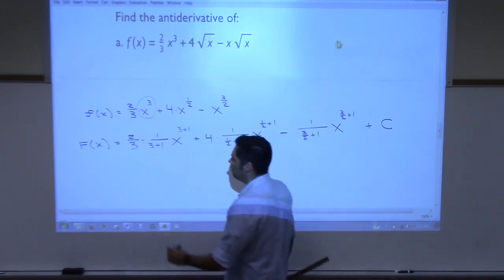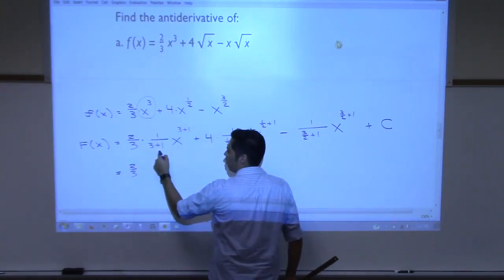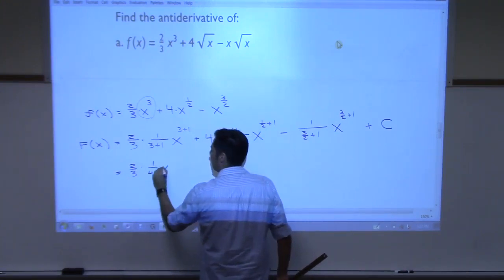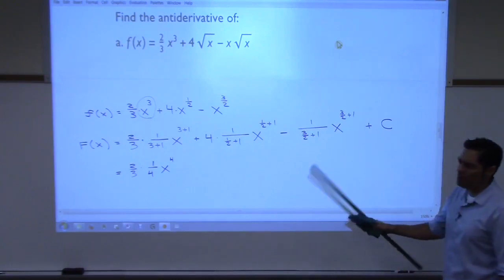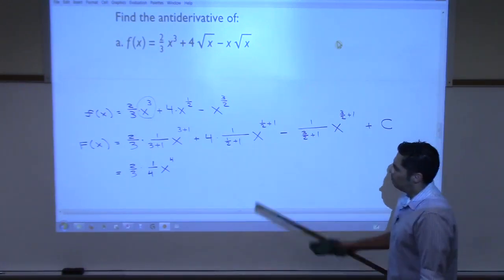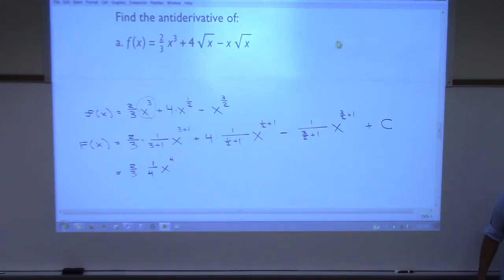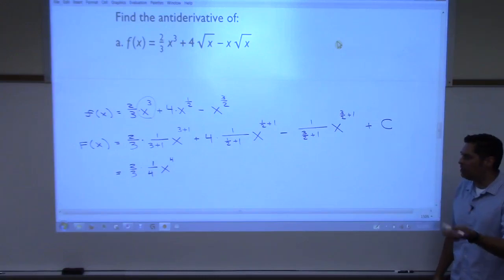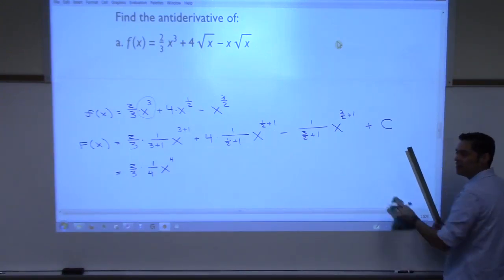This first one's going to be kind of basic here. We have 2/3, then we have 1 over 4, right? 1/4 x to the 3 plus 1 is 4, so 1/4 x to the 4th. I'll combine those two fractions out front together in a second. What about this? 1/2 plus 1. 3/2. So this is where it's going to come down to your comfort level with fractions. You've got to get comfortable with them, all right?